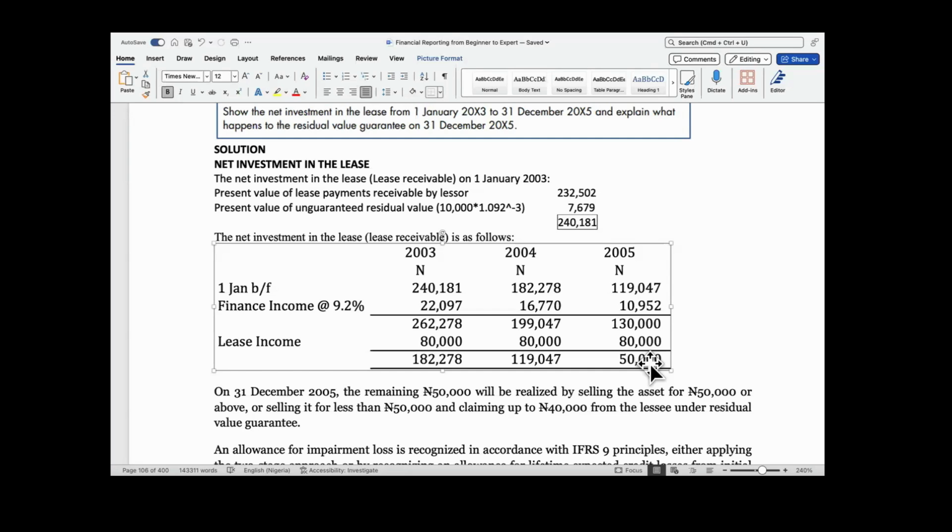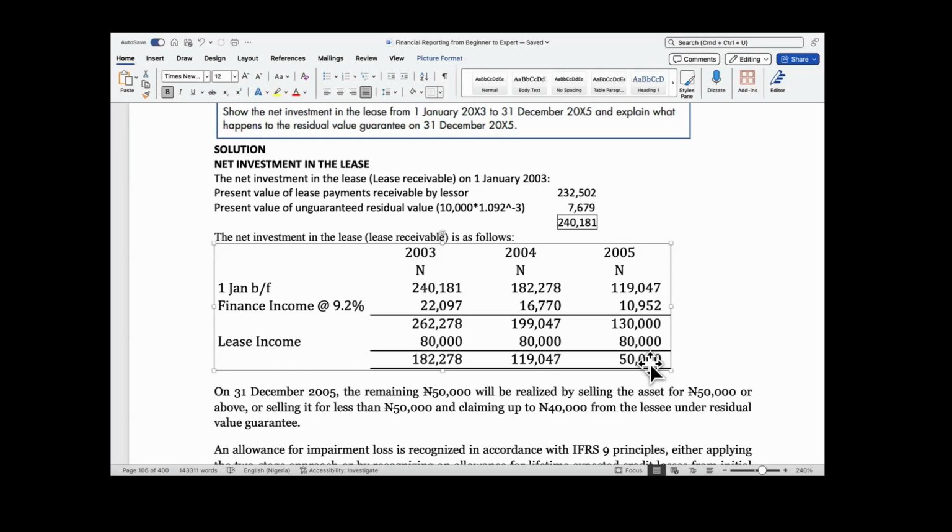He could only sell the asset for 20,000. What happens is that the lessee will have to top it up by 20, just so that he can get the minimum guaranteed residual value. Even if he's unable to sell it at all for any amount, the lessee will still give him 40,000. But if by chance he's able to sell the asset for 50,000, good for the lessee. That means the lessee is not going to give him anything, because he was able to sell the asset and get the money. The idea is that he is guaranteed 40K, that whatever happens, he will get 40K.